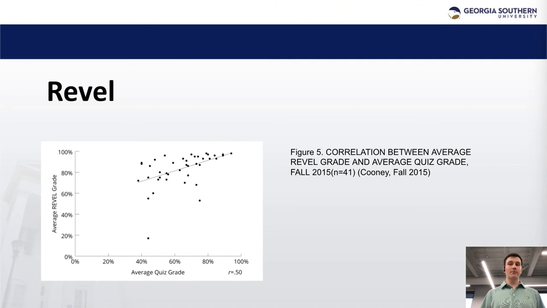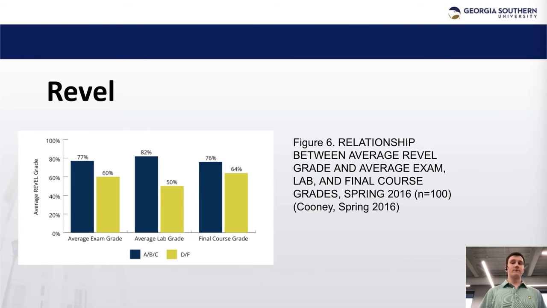Figure 5 shows a strong positive correlation exists between average Revel grades and average quiz grades, where R is equal to 0.50 and P is less than 0.01. Figure 6 shows that the higher the Revel grade, the higher the average exam grade, lab grade, and final course grade. As you can see, the grade increases from a 60 to a 77%.